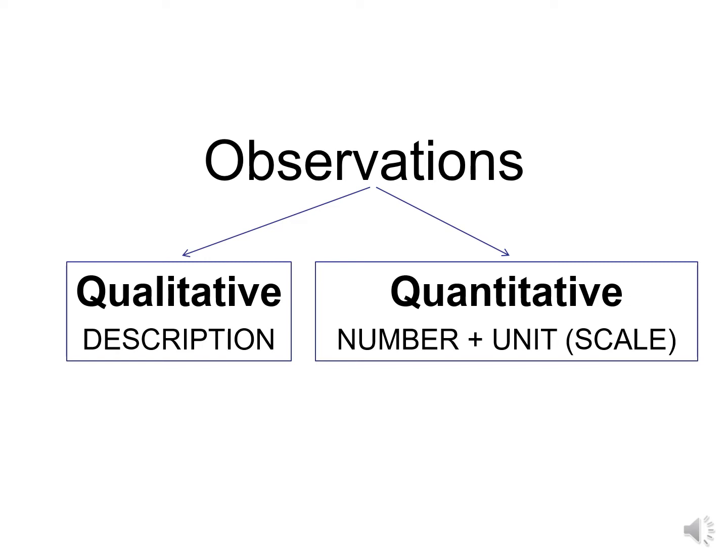So that, for instance, we may say that, oh, this object feels cold to the touch. That's a qualitative observation. But if we say this object has a temperature of 2 degrees Celsius, we've made a quantitative observation. The 2 is the number, and the degree Celsius is the unit. It's part of a scale. Quantitative observations are usually referred to more simply as measurements.